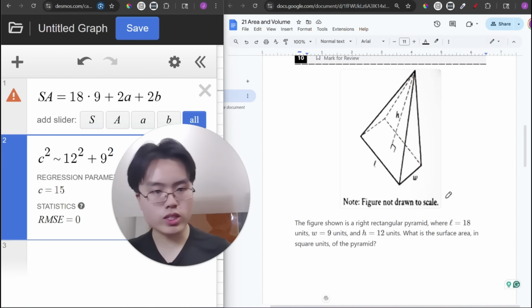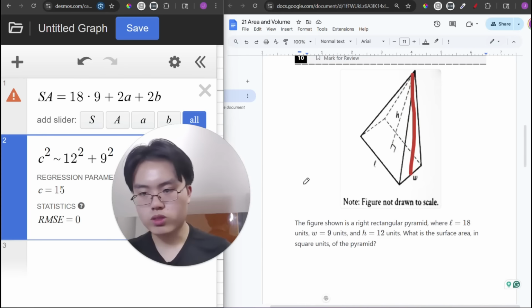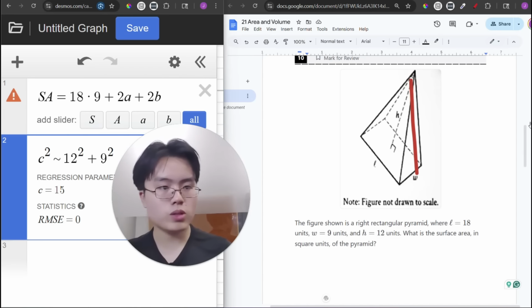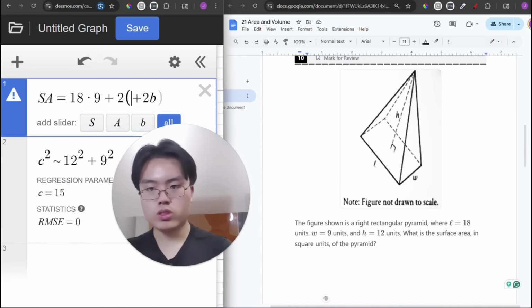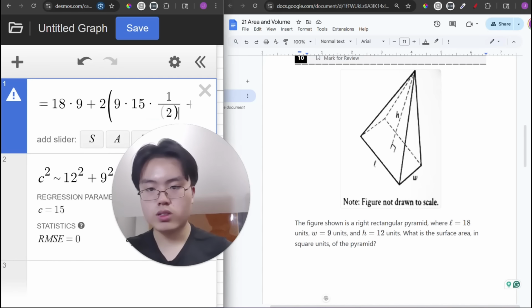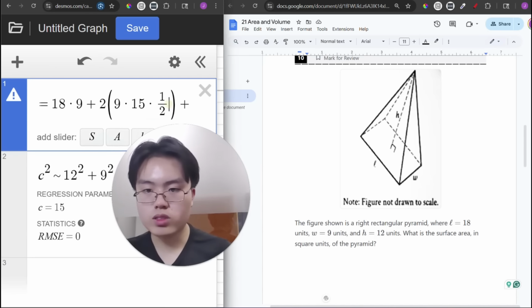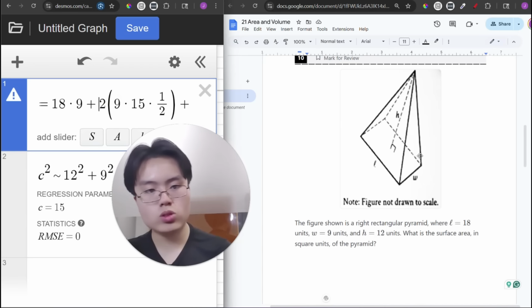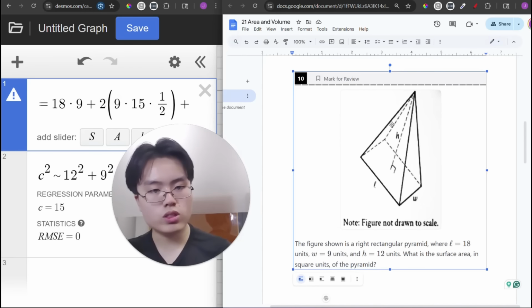So let's solve for the area of this triangle. We know the slant height is 15, as we found, and we know the width, which is 9. So base times the height divided by 2: A equals 9 times 15, and remember to divide by 2 because it's a triangle, so times 1/2. That's going to be the area of this triangle. Multiply by 2 because there are 2 of these, this one and the one on the other side.